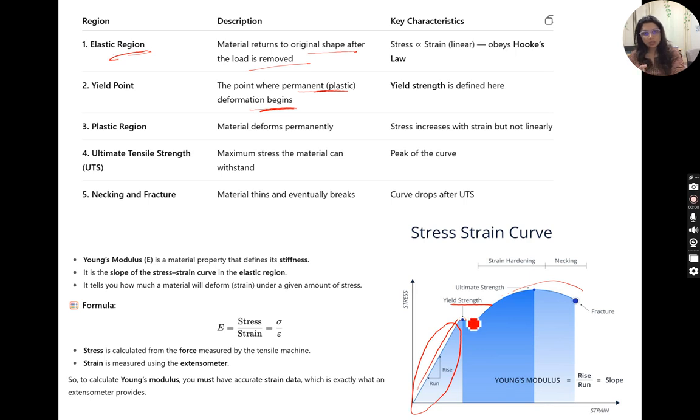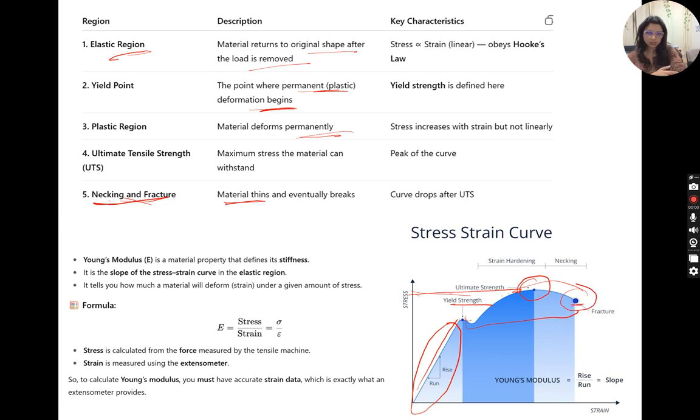Now the next region is the plastic region. The material deforms permanently and cannot return back when we remove the stress from it. The ultimate tensile strength is the peak of the curve, which is the maximum tensile strength a material can reach. After it, the material will fracture. This is the necking and the fracture. Necking means the material gets thinner, and then it fractures at this point.